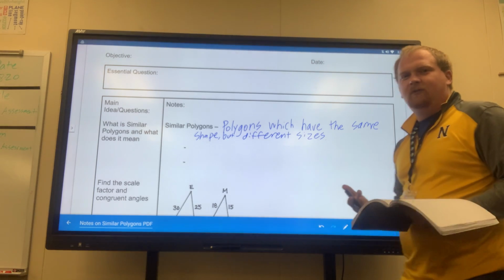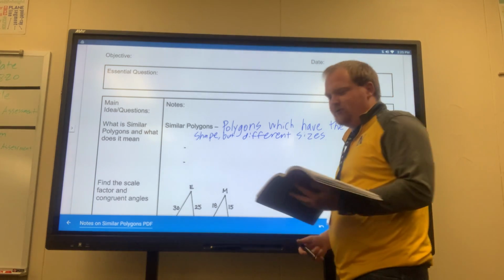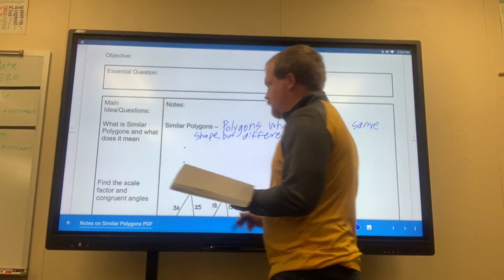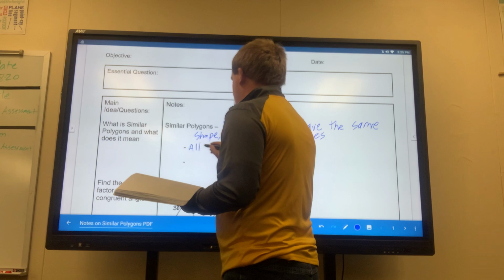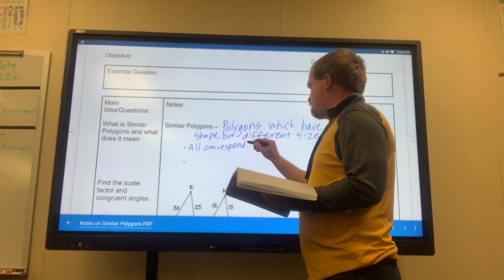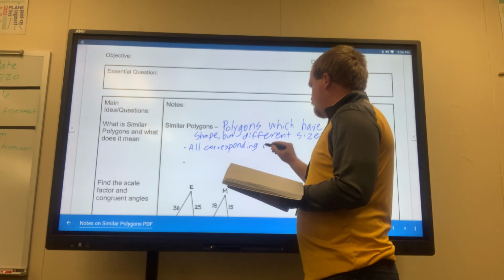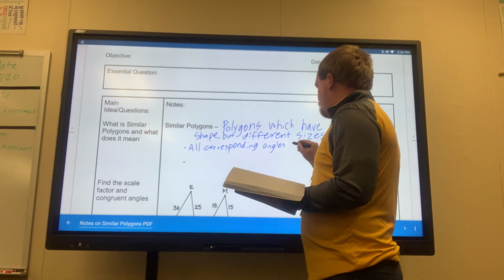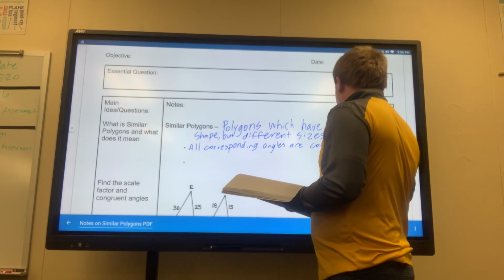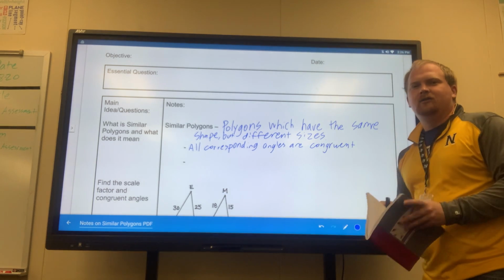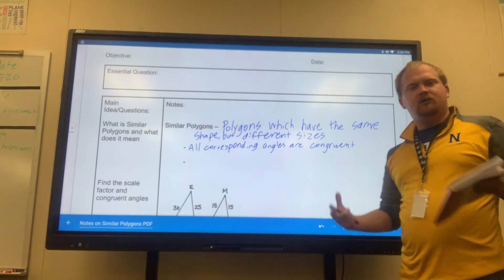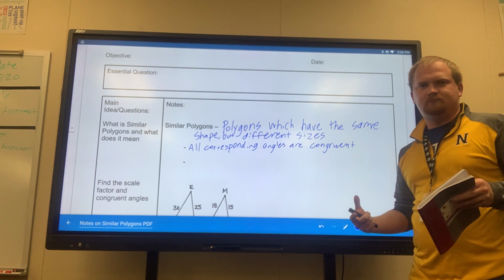Now, what's significant about similar polygons? Two things that are always going to be the same. All corresponding angles are congruent. So no matter what, when I make a figure bigger or smaller, the angles are going to be the same.